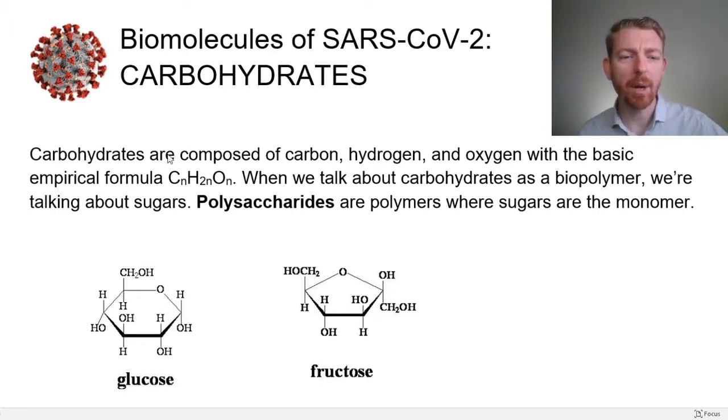Generally, any carbohydrate is something that's composed of carbon and hydrogen and oxygen, and usually in the proportions shown there. So we have equal parts carbon and oxygen with double the amount of hydrogen. Or if you like, it's a carbon and a water. Again, carbohydrate. In this context, when we talk about it as a biopolymer, we're really talking about sugars.